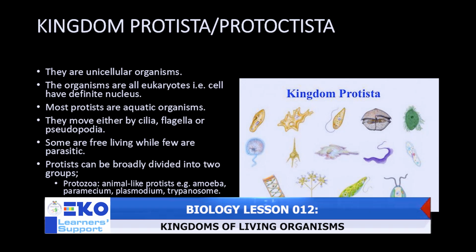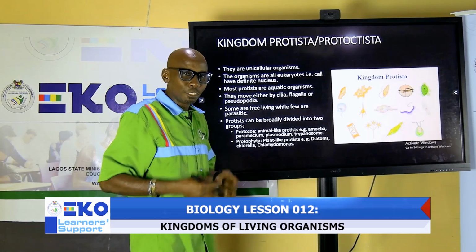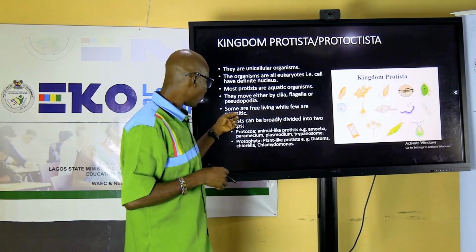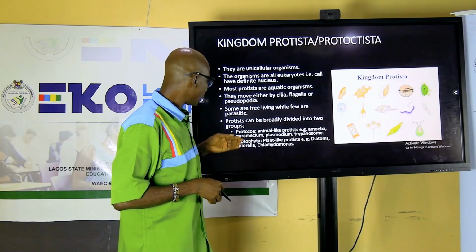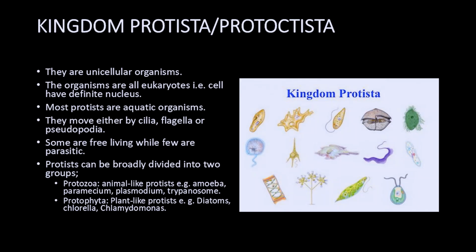Some are free-living, while few are parasitic. Free-living means they don't cause any serious disease. They don't get their nutrients from living organisms. But parasitic, they get their nutrients from living organisms. Now, protists can broadly be divided into two parts. We have the protozoa and we have the protophyta.